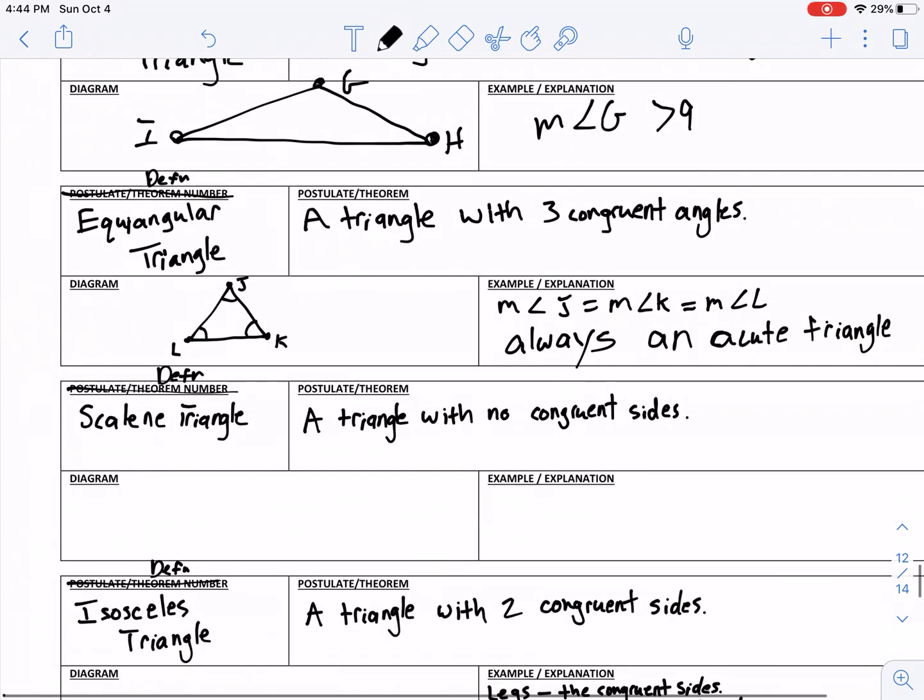Okay, so this will always be an acute triangle because all the angles will be acute. Okay, so since all the angles are acute, this would be an acute triangle.